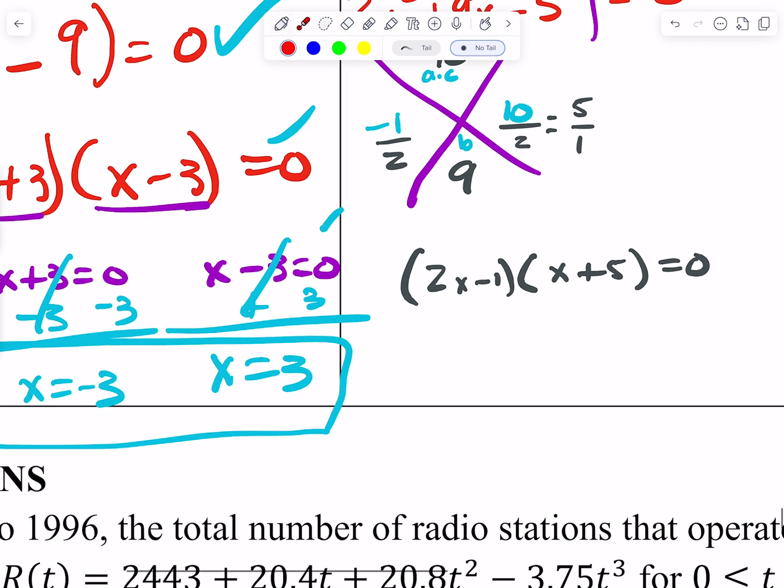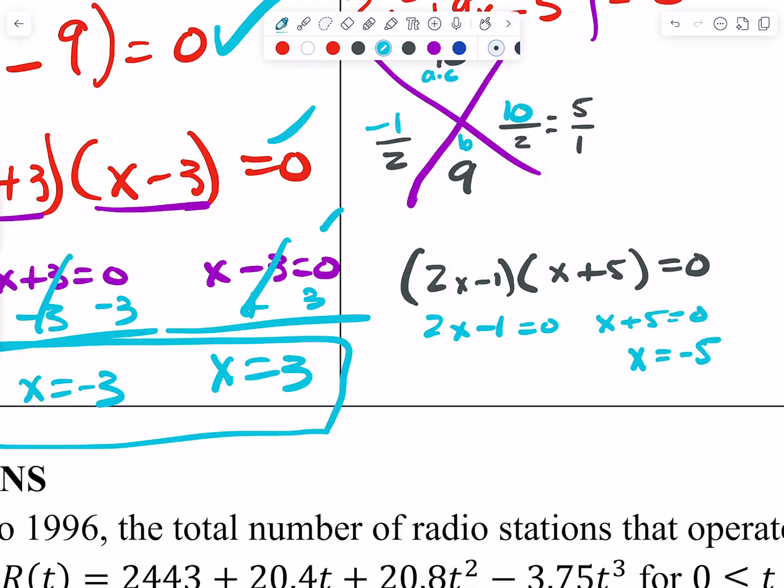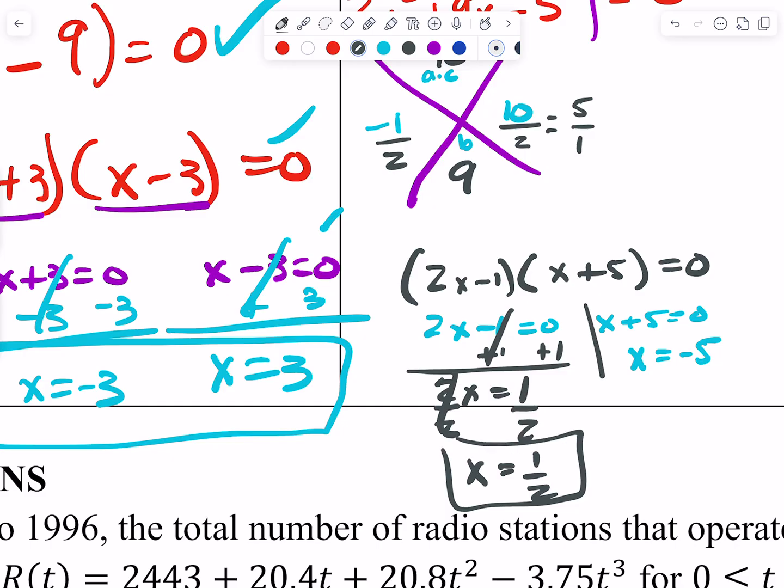Now you set each factor equal to 0. So we do 2x minus 1 equals 0. x plus 5 is equal to 0. We know that this one is just x equals negative 5. And then on the left, we have to do a little bit of algebra. You plus 1, boom. 2x equals 1, divide by 2. So you get x is equal to 1/2. Those are your solutions. And you're done.